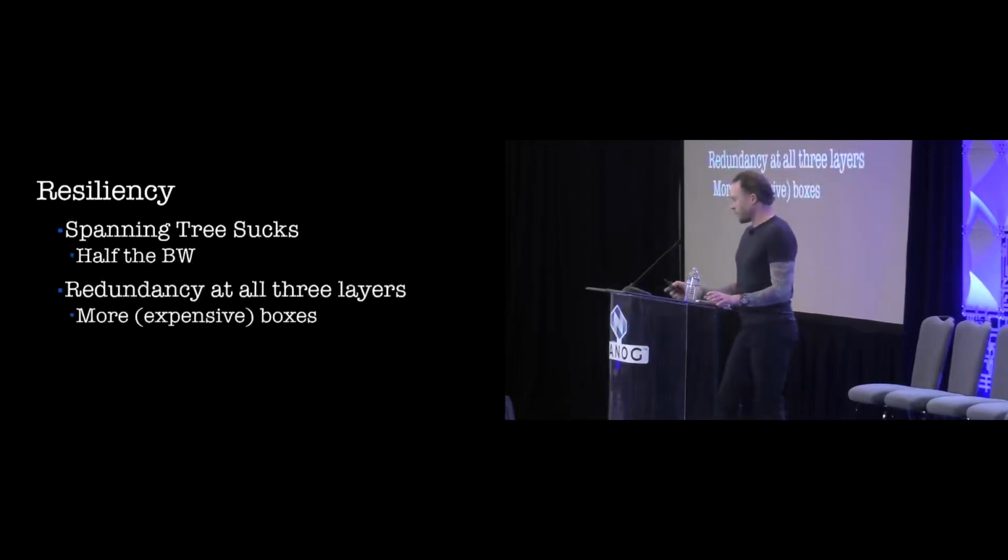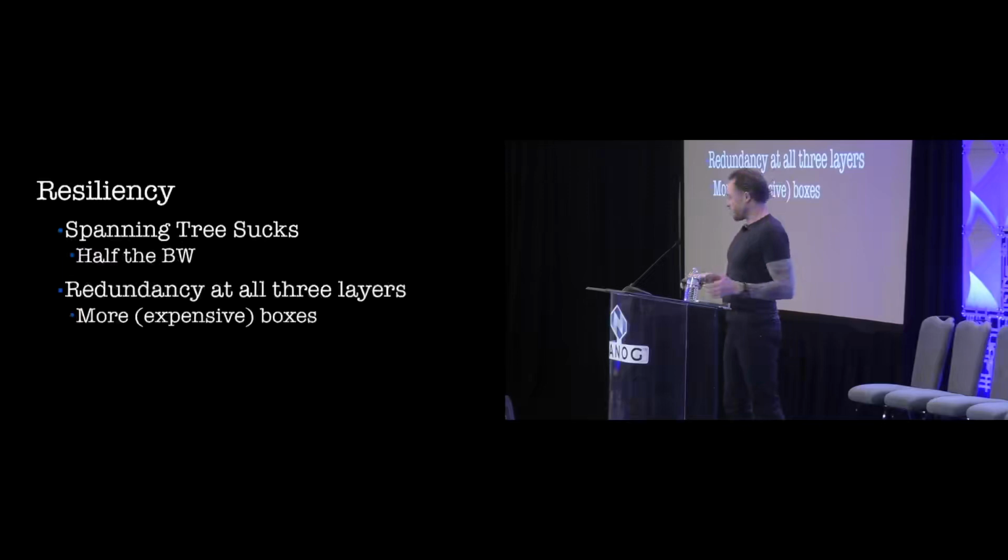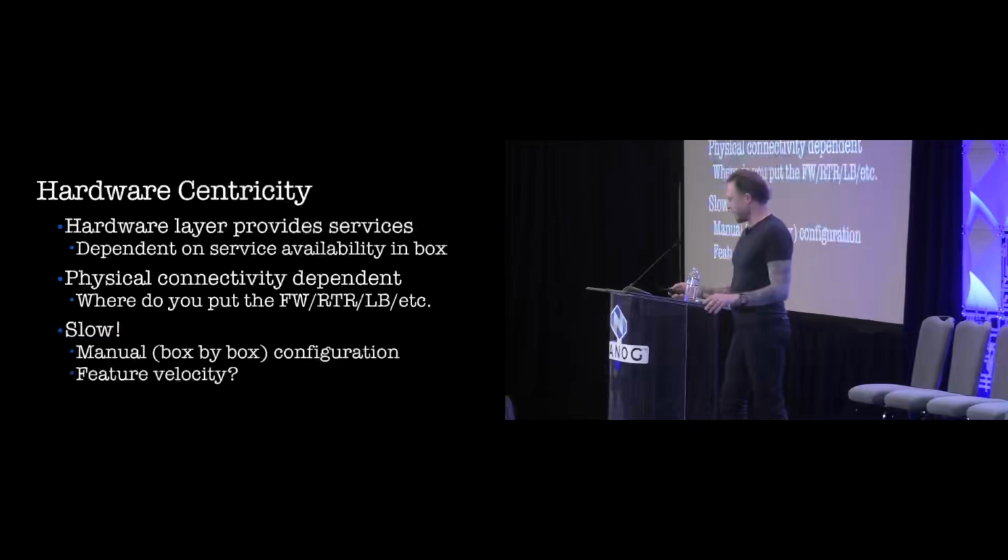So the second problem is resiliency. Spanning tree sucks. Blocking half your links just doesn't make any sense. And then, this plays back into that scale up versus scale out. If you want redundancy in a three-tier model, you're building in redundancy at all three layers in order to provide redundancy for the whole system, which also probably sucks because you're paying for a lot of boxes that aren't even being used because of spanning tree blocking half your bandwidth.